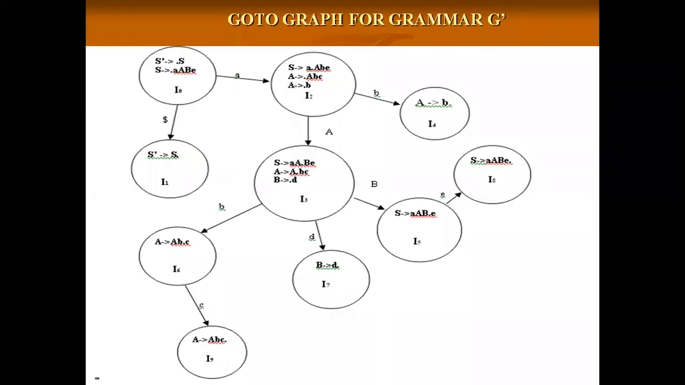And now finally, the graph for the G dash. Graph for the G dash means if you write the rules, or directly we can take the item numbers like this. I0 with A goes to which state? I0 with small b goes to which state? I0 with capital A goes to which state? Like that we need to represent it.